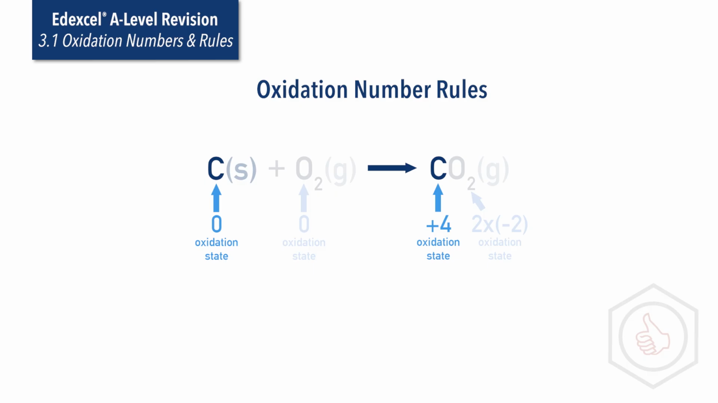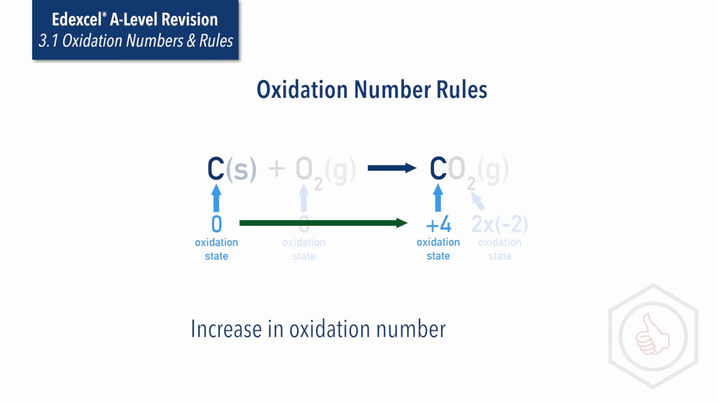Well, we've gone from an oxidation state of 0 to +4, meaning an increase in oxidation number. It's got more positive. This means oxidation has occurred. This is actually covered in more detail in Module 3.2, Oxidation, Reduction and Electron Transfer.